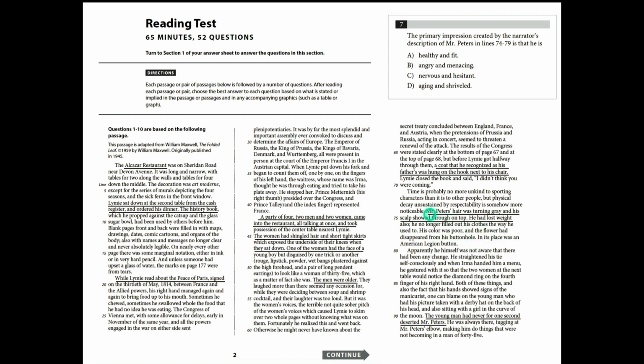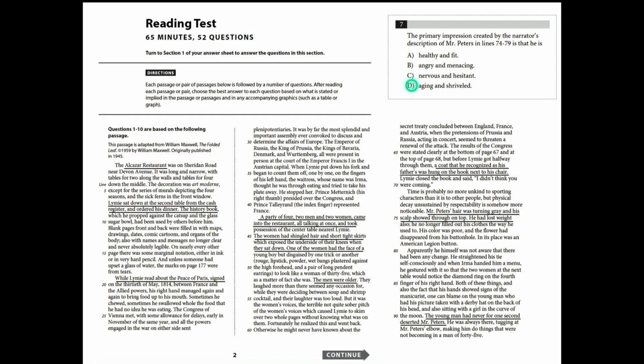So essentially what the narrator is describing is Mr. Peters aging, and right here his hair was turning gray and his scalp showed through on top, and shriveled. He had lost weight also, he no longer filled out his clothes the way he used to. So this is going to be the correct answer choice, D, aging and shriveled.